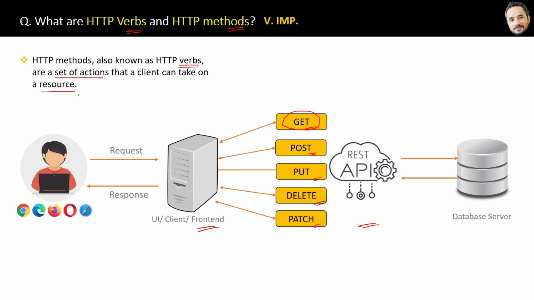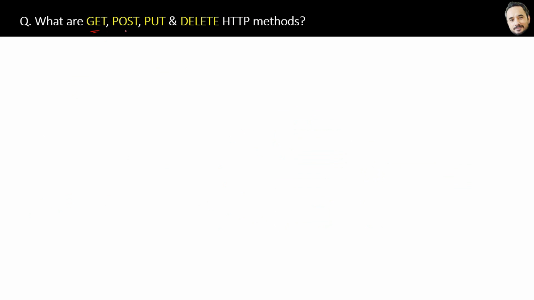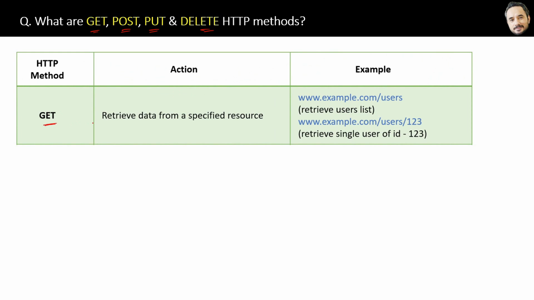Okay. What are the get, post, put, and delete HTTP methods? Let's quickly see all these methods with the definitions and the examples. The first one is the get method, which is used to retrieve data from a specified resource. For example, if this is the HTTP request URL and the HTTP request method is get here, then a list of all the users will be retrieved from the REST API as a response.